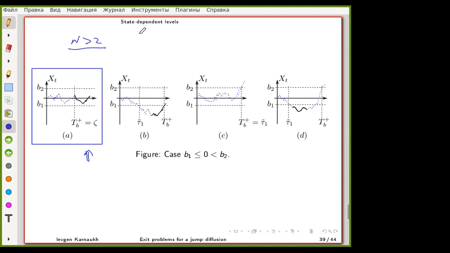But if n equals two, this does not give us a special problem, so we can get analytical results which can be computed, and we can get exact values for our moment generating function, that is, the moment generating function of tau plus and gamma plus. Why is it interesting for us?